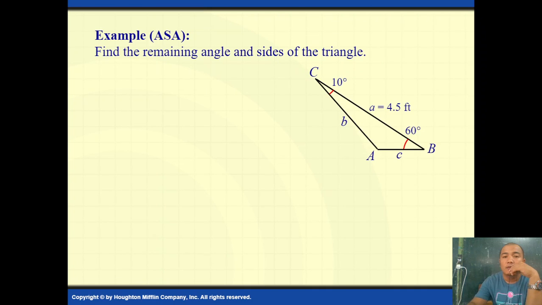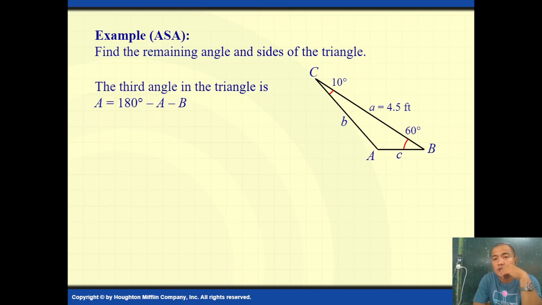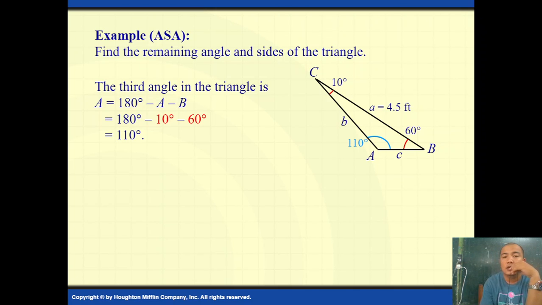Example, ASA. Find the remaining angle and the sides of this triangle. The third angle in the triangle is 110 degrees, right? Because angle C and angle B are 10 and 60. So 180 minus 70 is 110 degrees. So angle A is obtuse, and this is an obtuse triangle. Given is side a, opposite angle A, which is 4.5 feet, the longest side of this triangle.